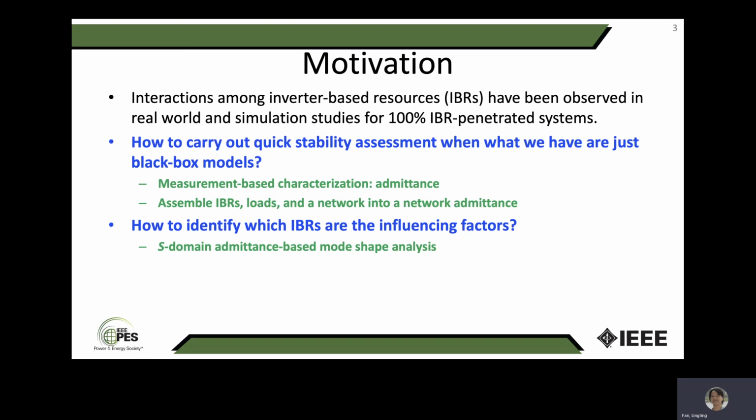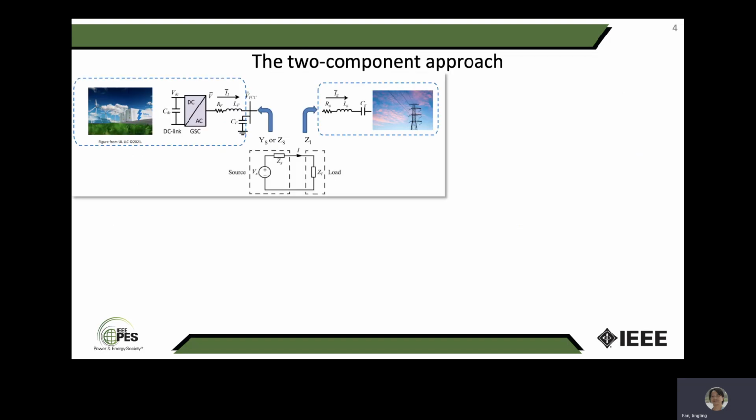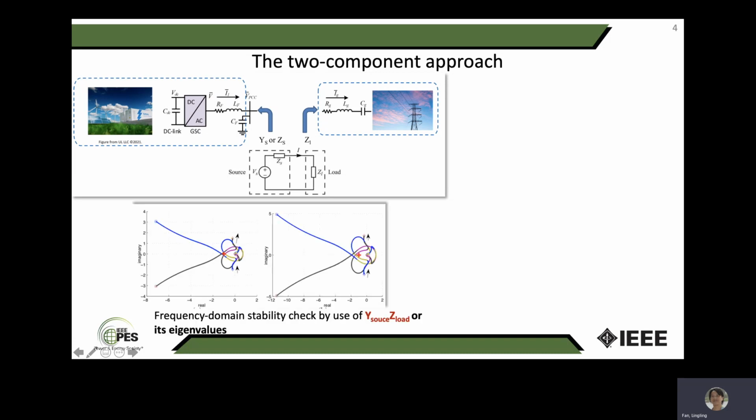Can we use something like mode shape analysis, as in the conventional state space model analysis? Here we are going to talk about S-domain admittance-based mode shape analysis. The conventional approach is to split the system into 2 components. For example, this approach has been mentioned by the Wind SSO Task Force report published last year, called TR80. The left part is the wind farm, and the right part is the grid, a series compensated grid. These 2 are represented by 2 impedances or 2 admittances.